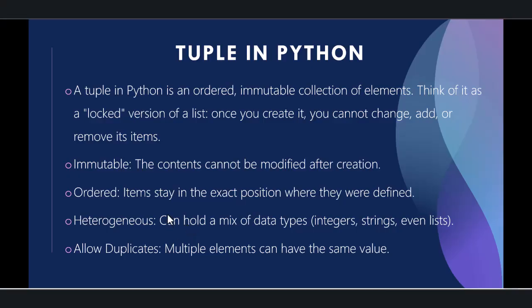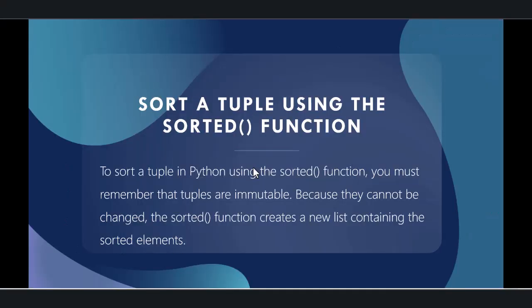First, we'll start with sorting a tuple using the sorted function. To sort a tuple in Python using the sorted function, you must remember that tuples are immutable because they cannot be changed. The sorted function creates a new list containing the sorted elements.